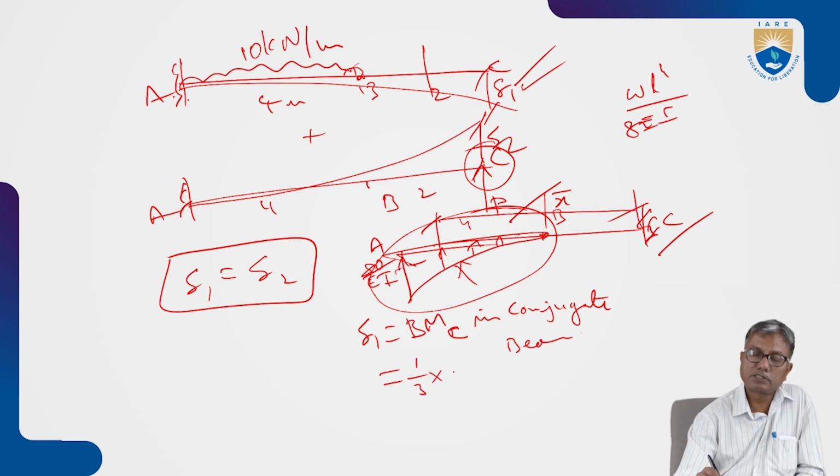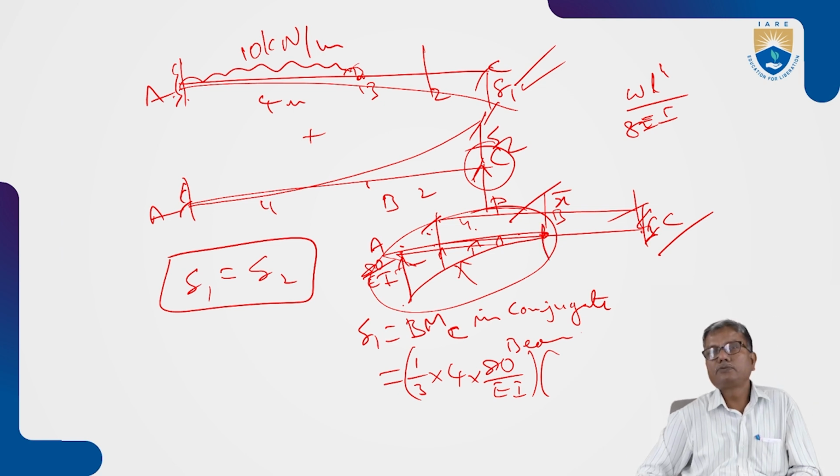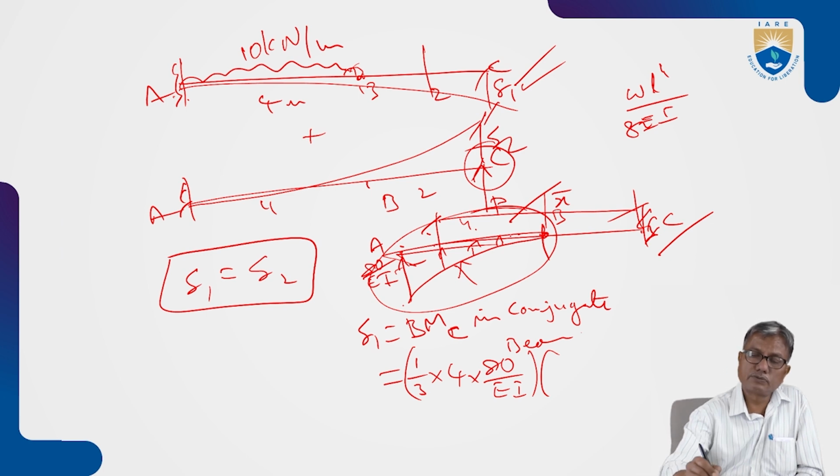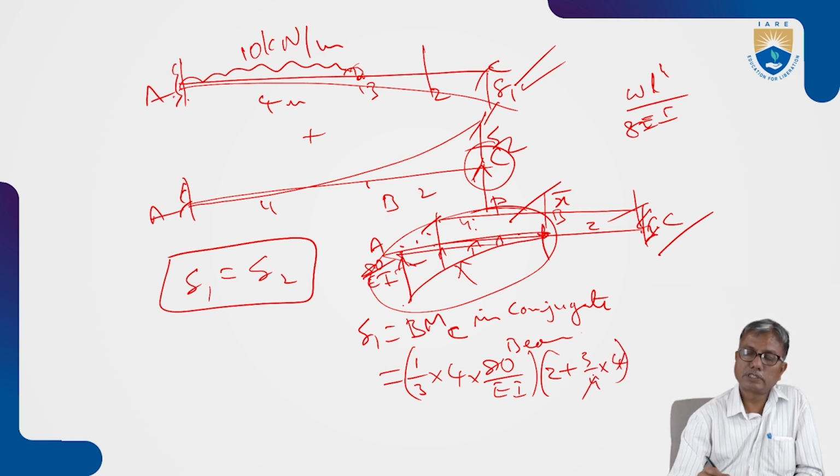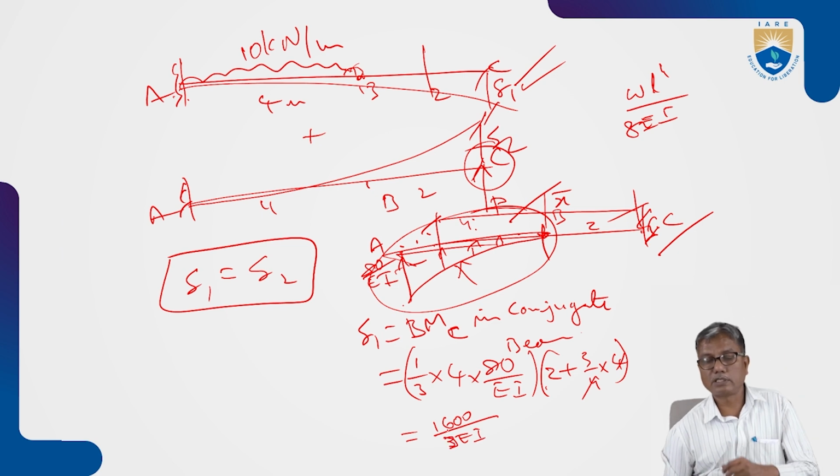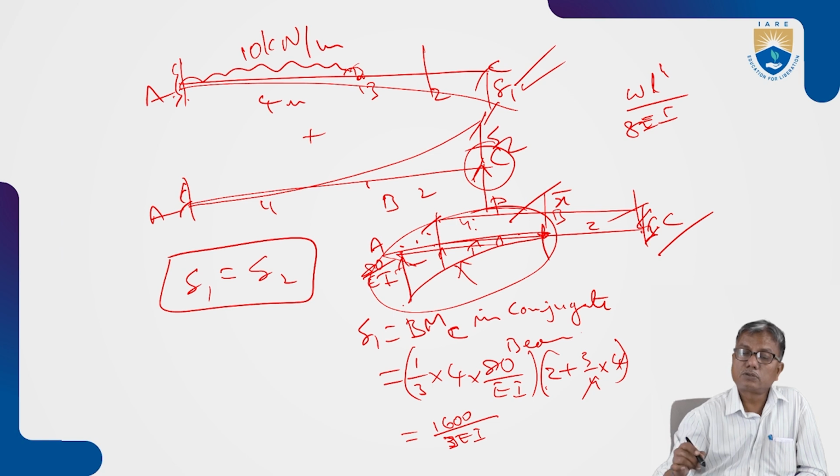So what is the area here? For this parabola, 1/3 base 4 meters and height 80 by EI. And the centroidal distance from B is 3/4 of the base, that is 3/4 of 4. From C it is 2 plus 3/4 of base 4, so 4 gets cancelled and this becomes 5. Here it is 320 by 3EI into 5, so 1600 by 3EI. That is delta 1.